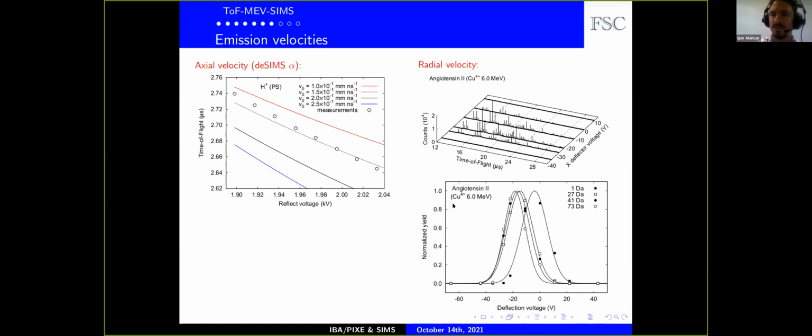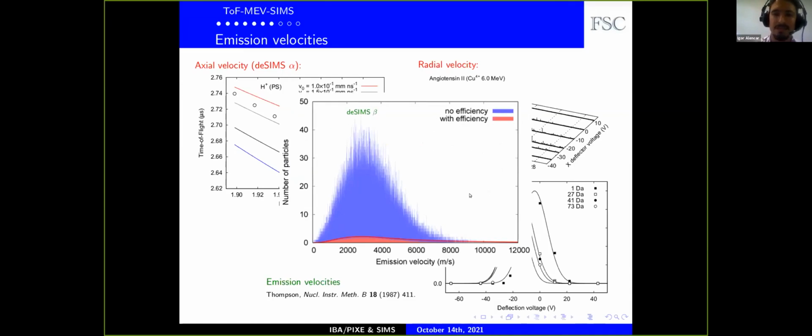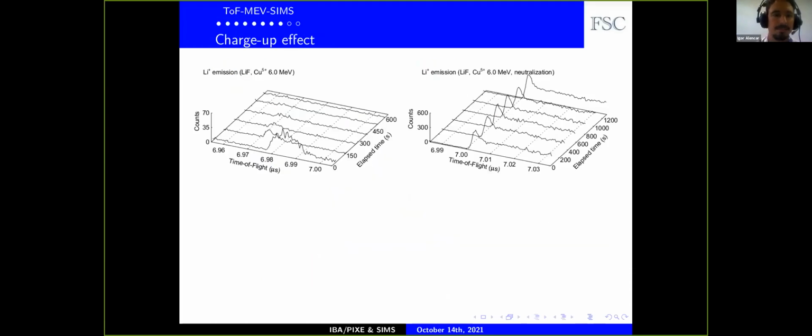A point that I told you is interesting: when we put in the efficiency of the system, we see that the shape that was previously a Maxwell-Boltzmann distribution turns into a different shape, and only a tiny fraction of the emitted ions are detected. And we have a very nice result that we can compare with previous observations of emission velocities. On the other hand, Igor.